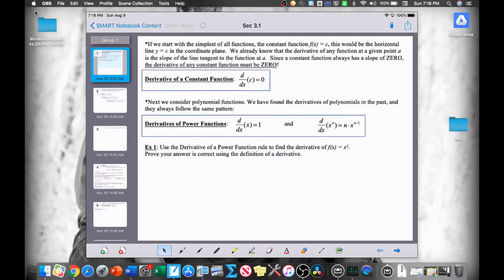Today is the day you've been waiting for. Today is the day we are going to start learning all of our differentiation rules. And we are going to start with the absolute best one, which is the power rule. You're going to both love me and hate me today.